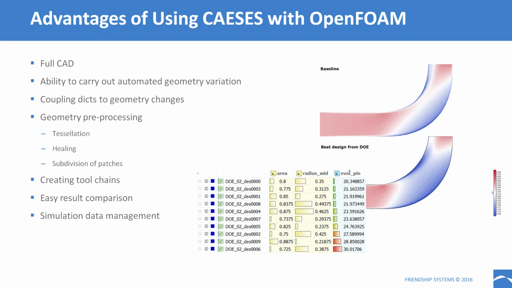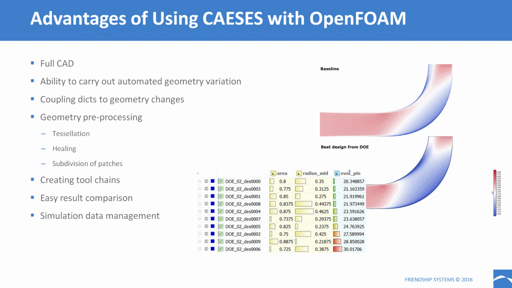Another thing that is connected to our geometry variation is that we are able to compare results of different geometry variants to each other in a very easy way, either with the design viewer, where we get an overview of many different designs at the same time, or by using the direct side-by-side comparison of two designs, or we want to compare the baseline to all the subsequent designs that have been created.